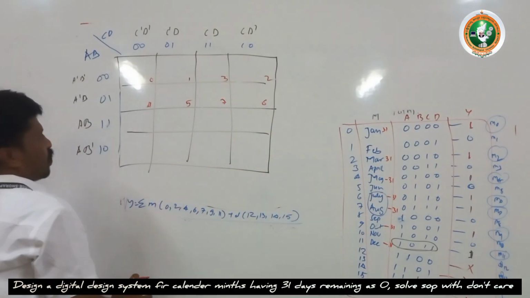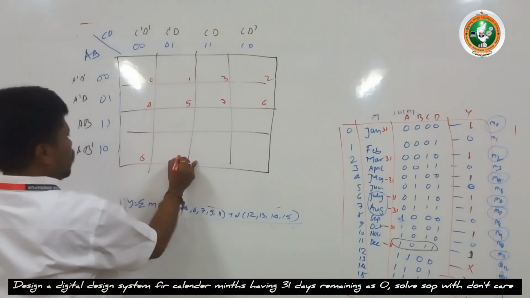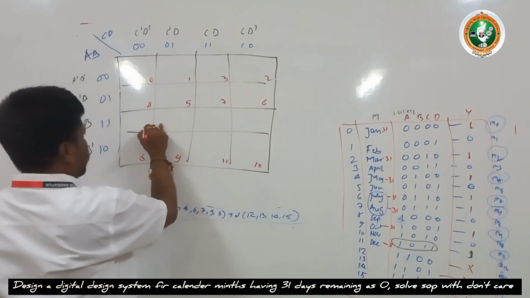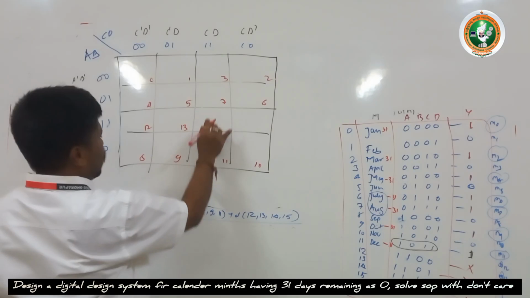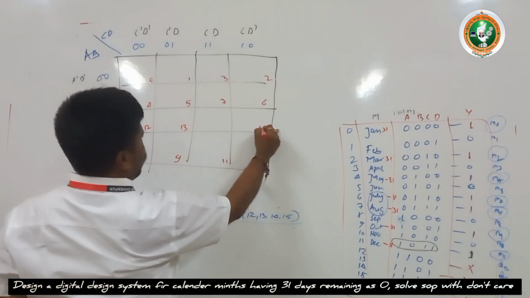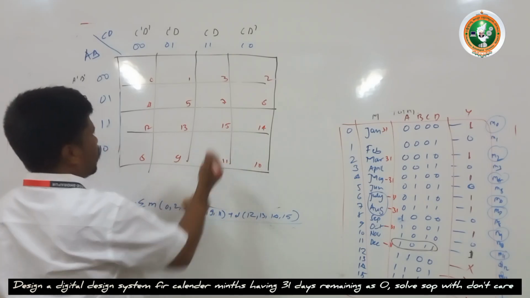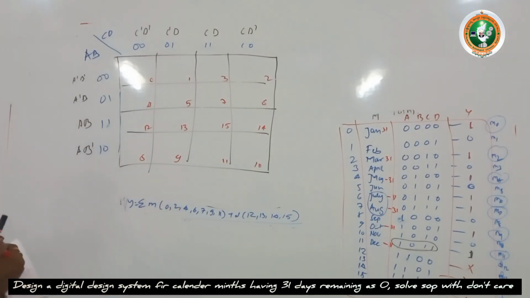Leave the third row. 8, 9. Leave the third column. 10, 11. Come to 12, 13. Leave the third column. 14. Okay, 15. Okay, got it? I hope you are following this. Okay, next is the main part.